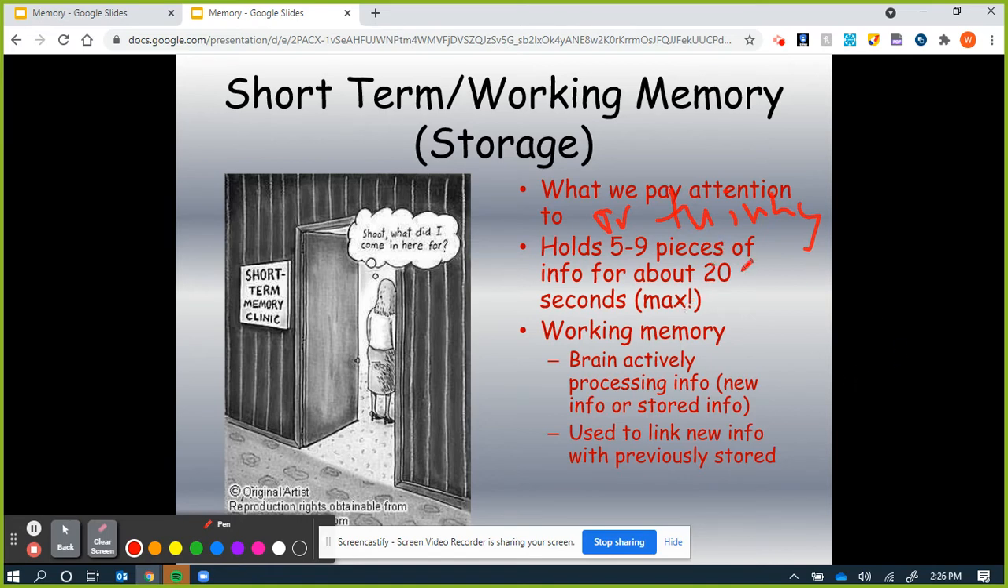The magic number for short-term memory is about 5 to 9 individual pieces of information for around, at the max, 20 seconds. You could also see this shown as 7 plus or minus 2, meaning 7 plus 2 pieces or minus 2 pieces, which would be 5 to 9.